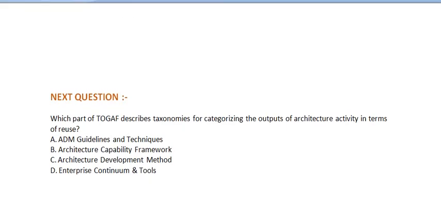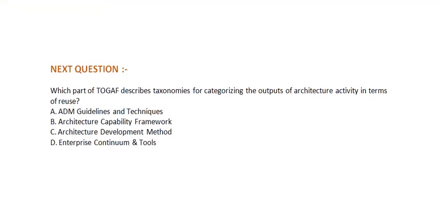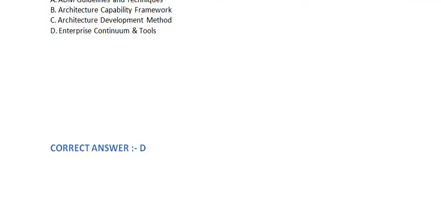Next question is, which part of the TOGAF describes taxonomies for categorizing the outputs of architecture activity in terms of architecture building blocks? Option A, ADM guidelines and techniques. Option B, architecture capability framework. Option C, architecture development method. And option D, enterprise continuum and tools. The correct answer is option D.